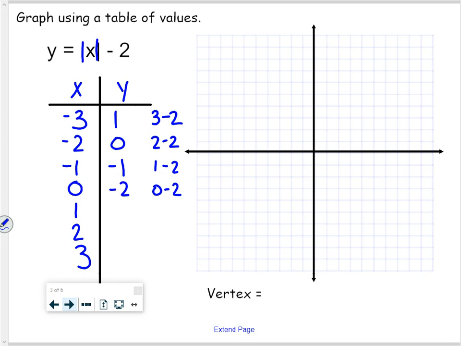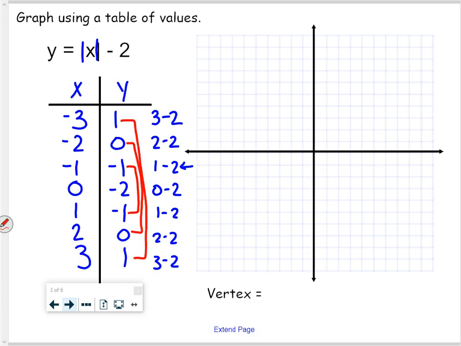When I put 1 in, I'm going to get 1 minus 2, which is also what we had right here, right? We should be seeing some symmetry as we're doing this. That's going to be a -1. When I put 2 in, the absolute value of 2 is 2, minus 2 is 0, and the absolute value of 3 is 3, minus 2 is 1. So the symmetry that I want you to notice is these numbers match, these numbers match, these numbers match.